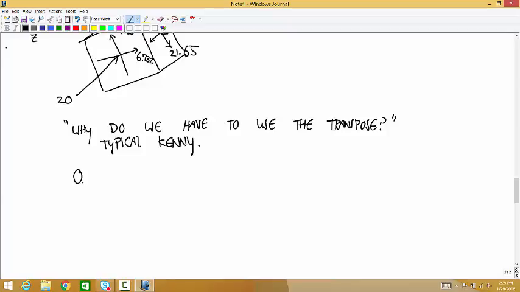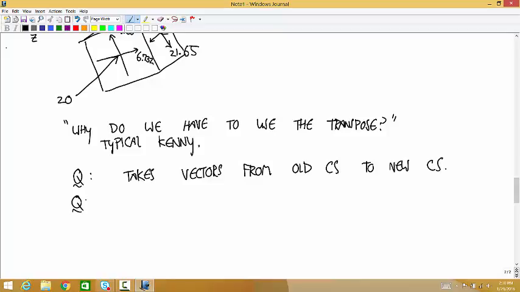So think of the Q vector. If you left multiply a vector by Q, it takes vectors from the old coordinate system to the new coordinate system. Q transpose takes vectors from the new coordinate system back to the old coordinate system. That's what the transpose of a rotation matrix does. It reverses it. They're inverse matrices of each other.